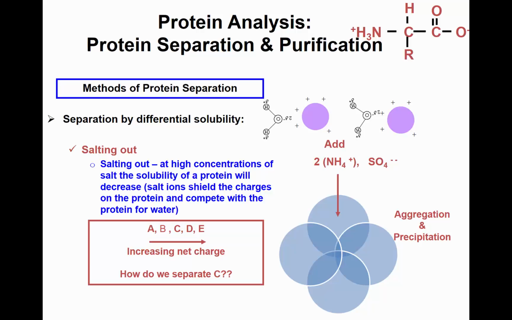So you start with an X concentration of ammonium sulfate, and A and B will be precipitated. You can centrifuge, and A and B will be in the precipitate, and C, D, and E will be in the supernatant. You take that, then increase the salt concentration a little bit more, then you precipitate C and you get rid of D and E, or it stays in the supernatant. In this case, you want to take the precipitate and discard the supernatant.